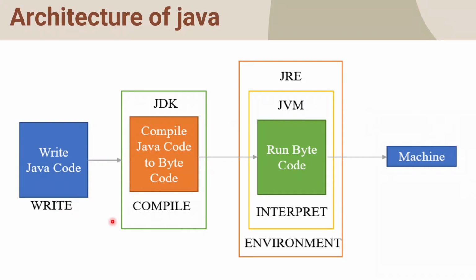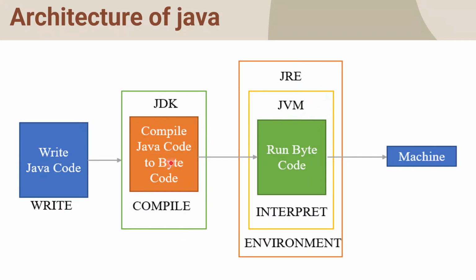So what is this Java Development Kit? Inside the Java Development Kit, you have the Java compiler, you have the JRE, that is the Java Runtime Environment, and then we have the Java Virtual Machine. All these items are found inside the Java Development Kit. What are the functions of these individual components we are going to see. These are the three components found in the Java Development Kit.